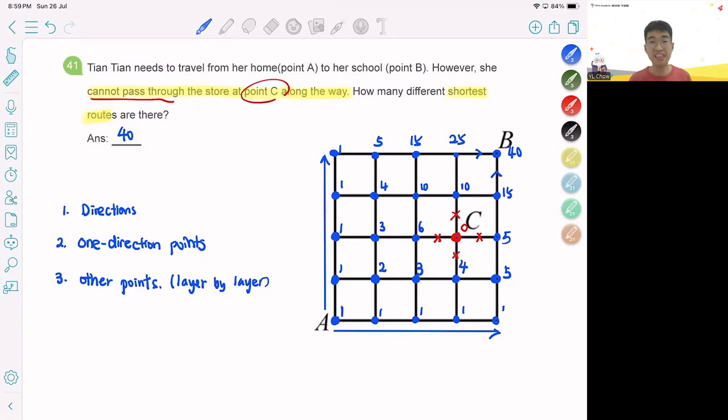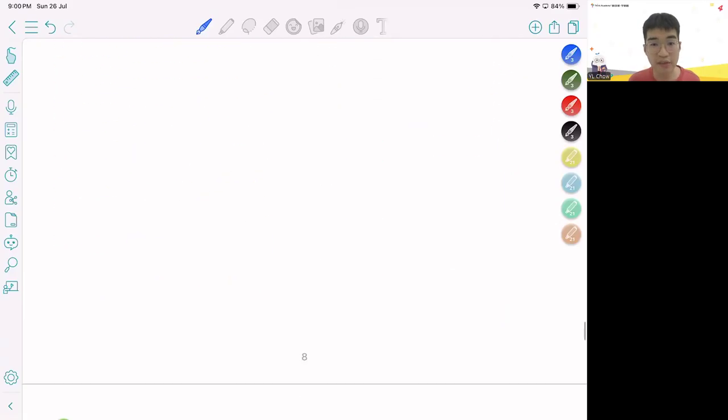Okay, now in this question, I've introduced you to another type of shortest path question where you cannot pass through a point. If you cannot pass through a point, it's pretty simple, right? Just label a 0 at that prohibited point. Okay, now this is a shortest path question, which is a counting related topic. The final question that I want to go through today is also a counting related question.